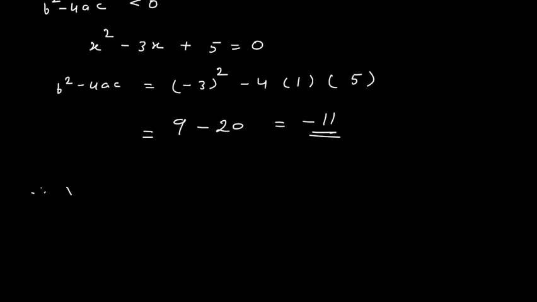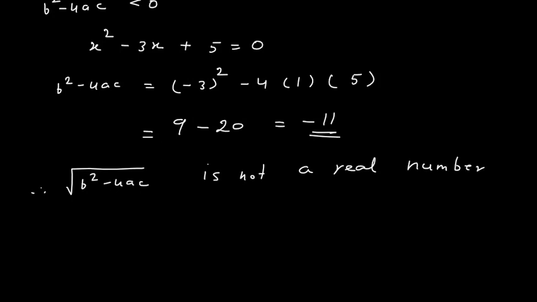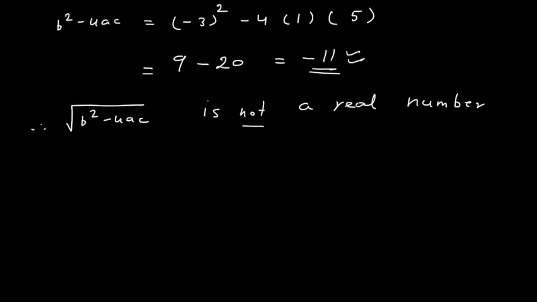Now b square minus 4ac is minus 11. So the root of b square minus 4ac is not a real number, right? We cannot find the square root of any negative number. You have no real number whose square is negative. So the square root of a negative number is not possible in the case of real numbers. Therefore we say that there is no real root possible.